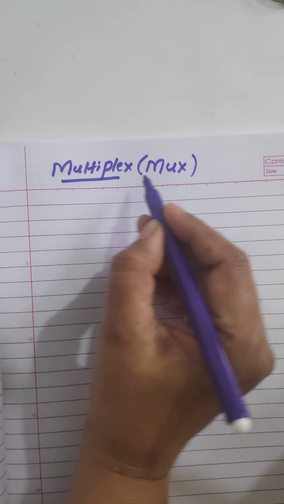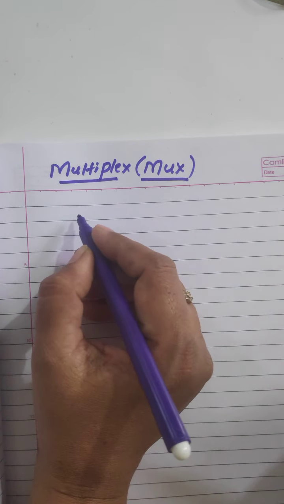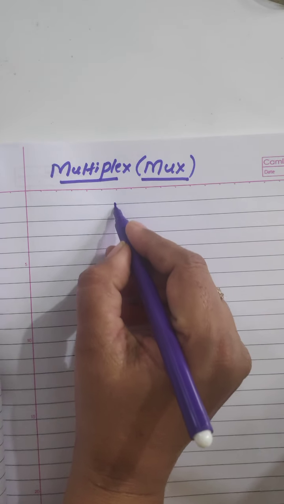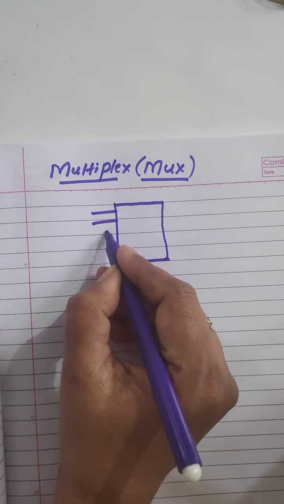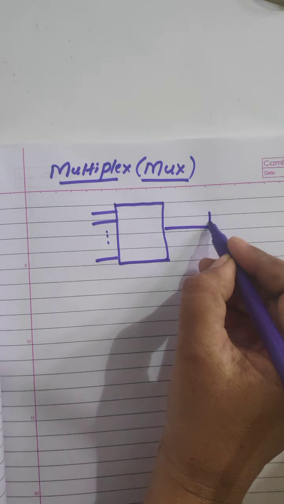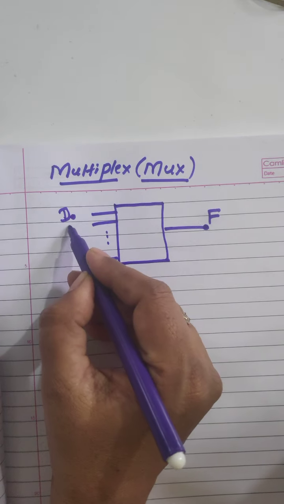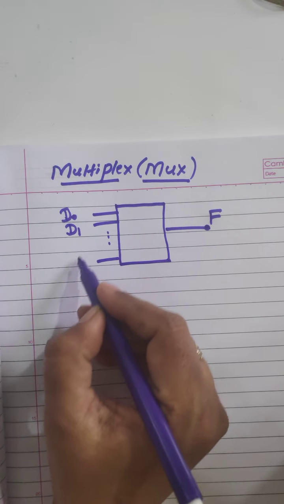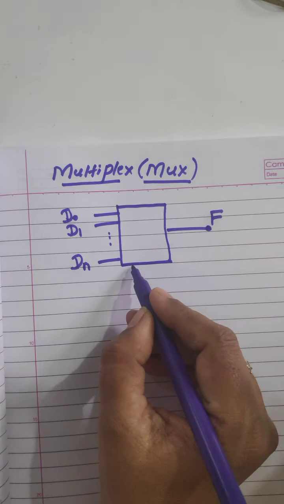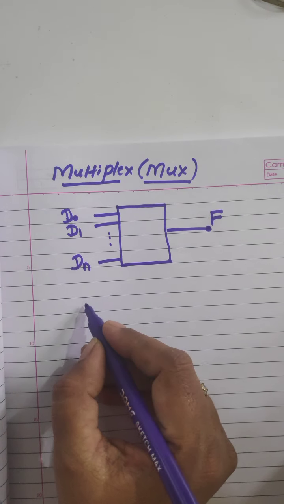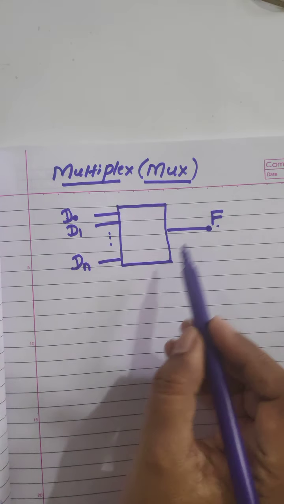Let us see the topic multiplexer, which is also referred to in short as mux. Multiplexers are logic circuits which have several inputs and a single output. Let us call this single output F, and let us denote the input data lines as D0, D1, and so on up to Dn. What is the multiplexer going to do? It is going to select one of the inputs to appear at the output.